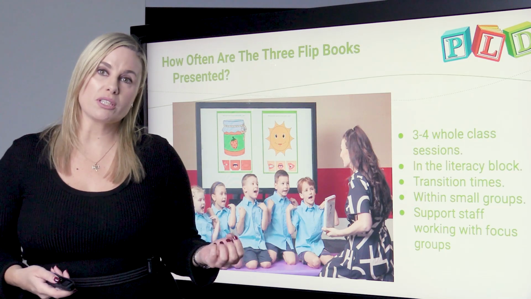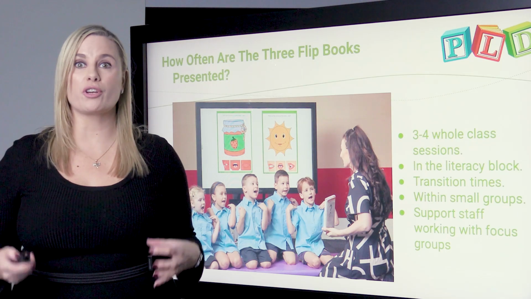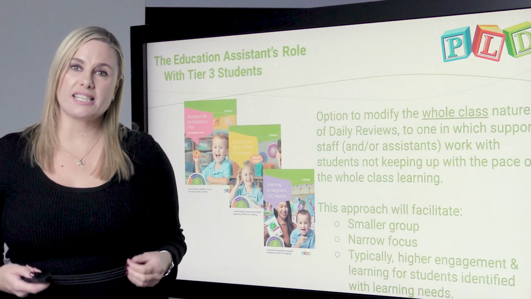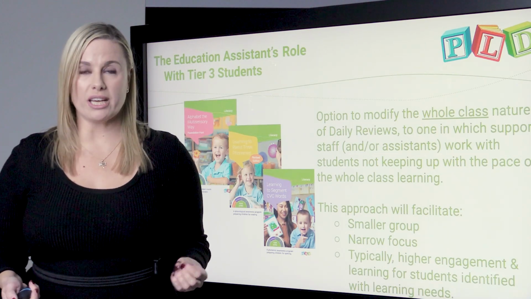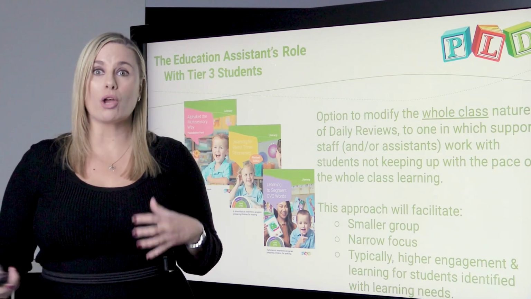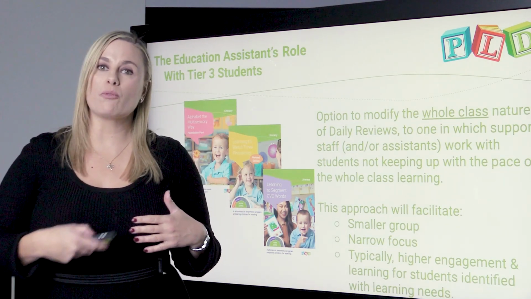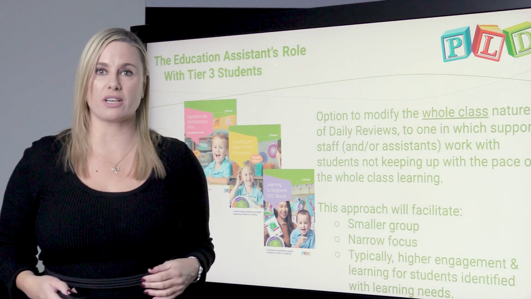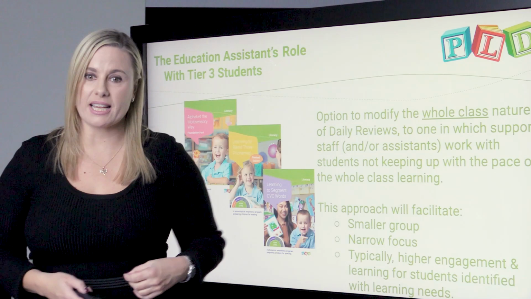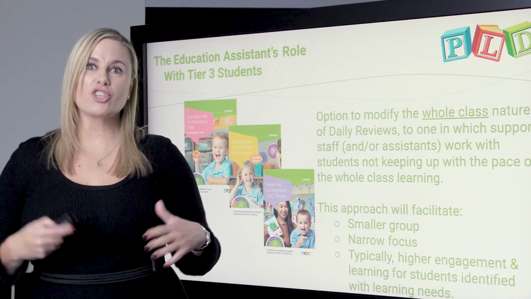That can be done in your literacy block time, transition time, or by using small groups with the support staff to focus on specific skills. The education assistant's role is usually with the Tier 3 children. Now, an option is to modify your daily review by incorporating your support staff or education assistant into focusing with the small group work, usually the children who are not keeping the pace with the rest of the class. Now, this approach will facilitate smaller groups, a narrow focus, and typically higher engagement as students are learning with their specific needs.